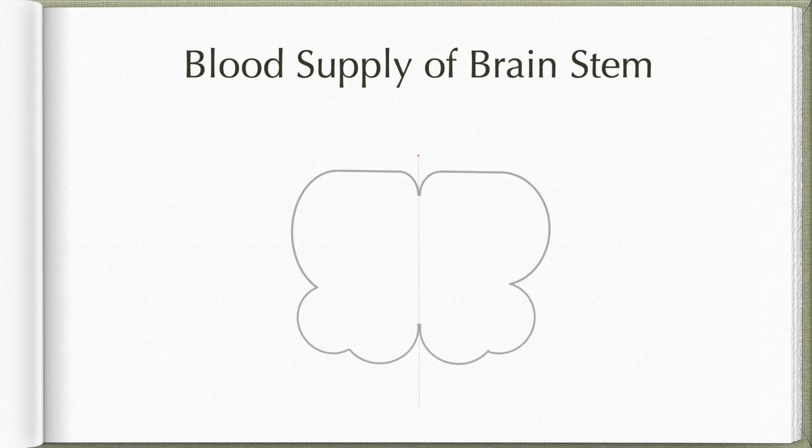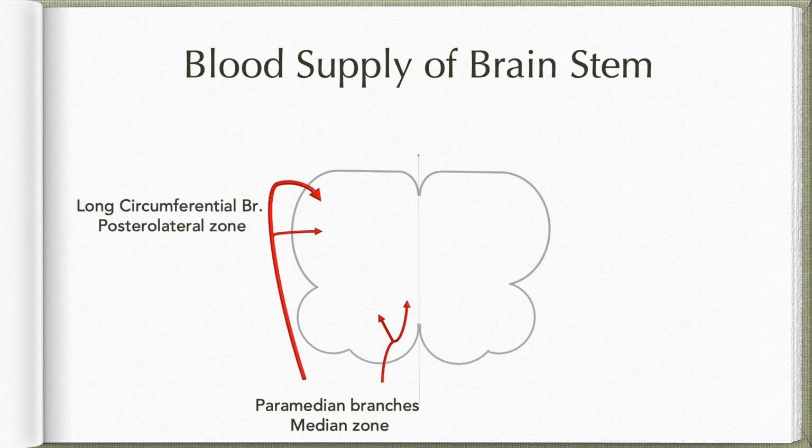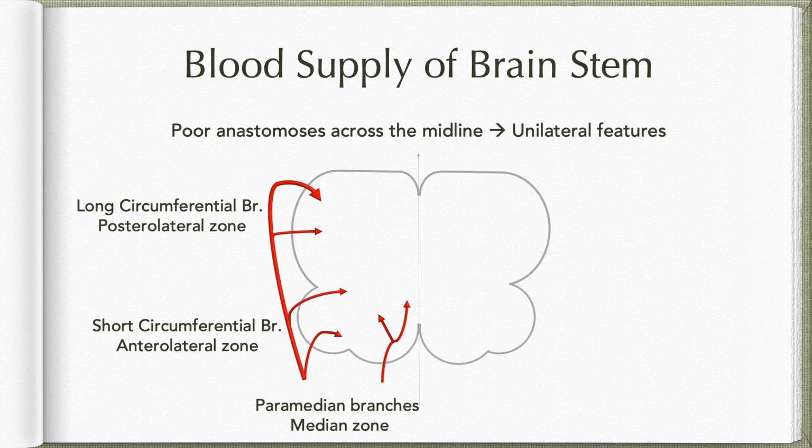If you take a section of brainstem at any level, each half of the brainstem section will be supplied by three sets of branches: paramedian branches which will be supplying the median zone of the brainstem. Then we have short and long circumferential branches which will be supplying the anterolateral zone and the posterolateral zone. There is very little anastomosis between the branches given on the right side and the left side. So if there is lesion involving any one side, the structures which will be affected will be belonging to the same side and therefore result in a very characteristic symptom complex.